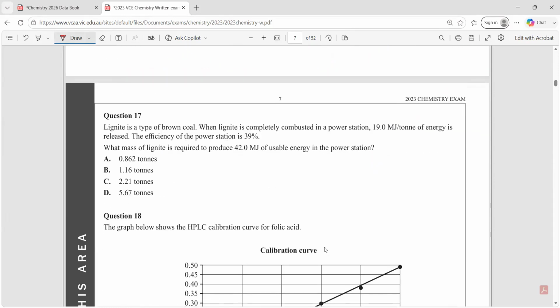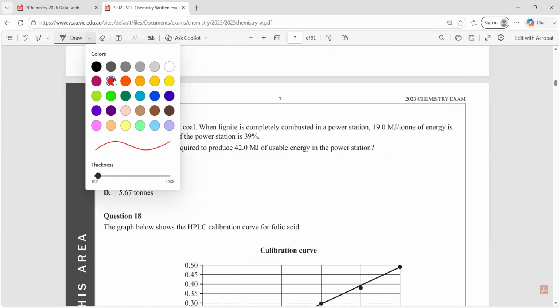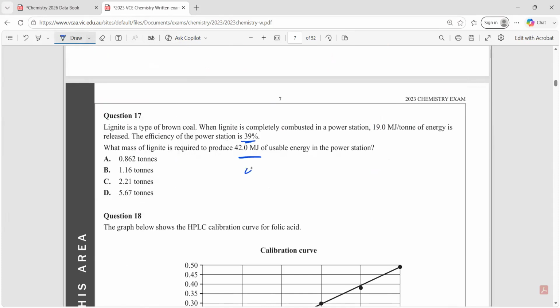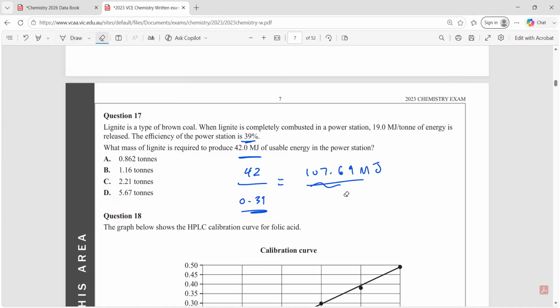What mass? So the efficiency is that. Basically, we do 42 divided by 0.39 to find out how much. What I'm saying is that 42 millijoules represents 39% efficiency, of usable energy. So what's the overall amount of energy that we actually need to produce in the first place? So 42 divided by 0.39 is 107.69 kilojoules, or millijoules, sorry. So it's millijoules. That's the amount that we need to produce altogether.